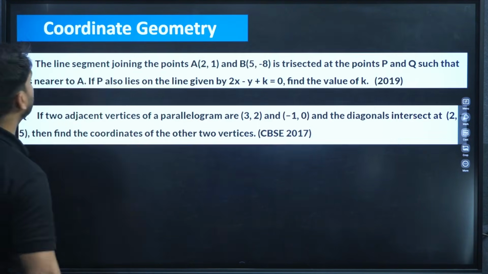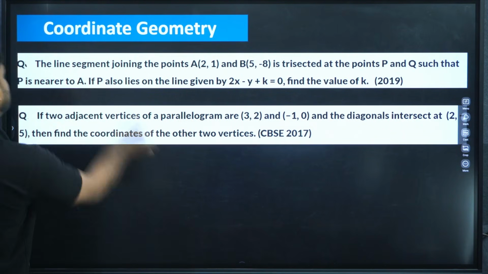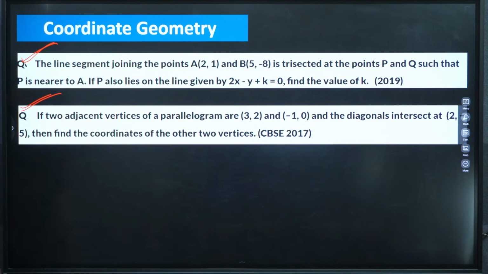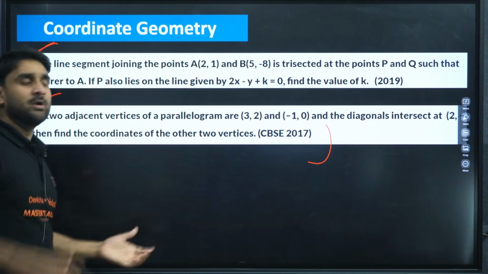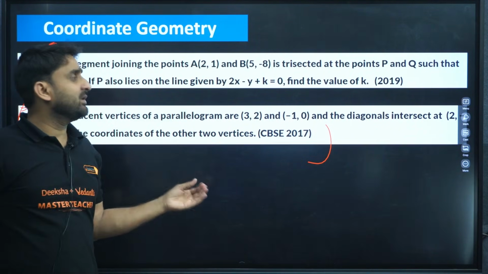Four consecutive terms. Moving to next chapter, coordinate geometry. So these are the two important questions, and this is the most important. You know, there will be a parallelogram, and two coordinates will be given to you.